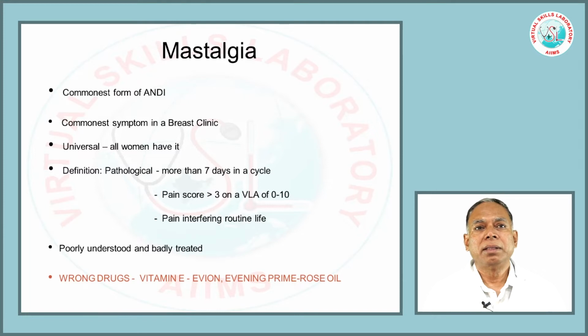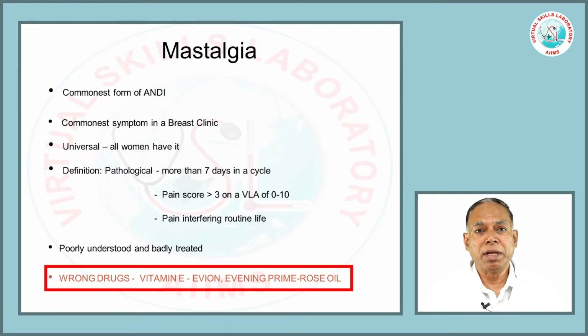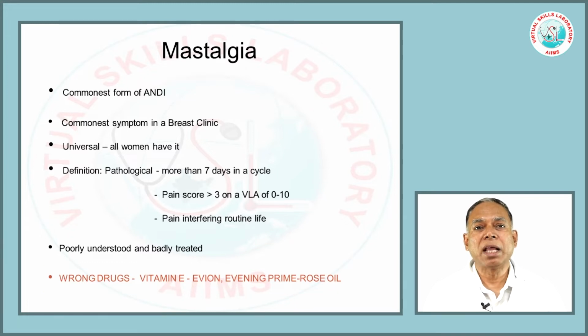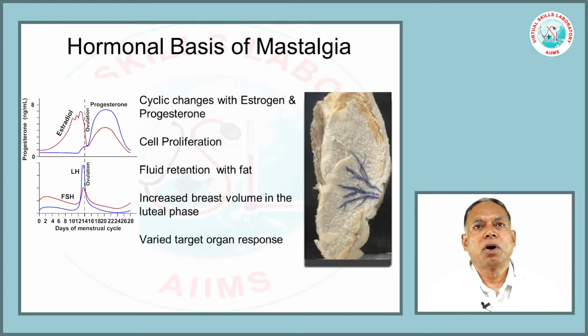Unfortunately, the concept and the treatment of mastalgia are poorly understood among many physicians, and therefore, it is rather badly treated. And let me tell you that some drugs like vitamin E, commonly prescribed by the name Evion, and evening primrose oil are wrong drugs to be used for mastalgia, as we will see the current evidence-based management in the subsequent slides. Let us recap the hormonal basis of mastalgia and ANDI.